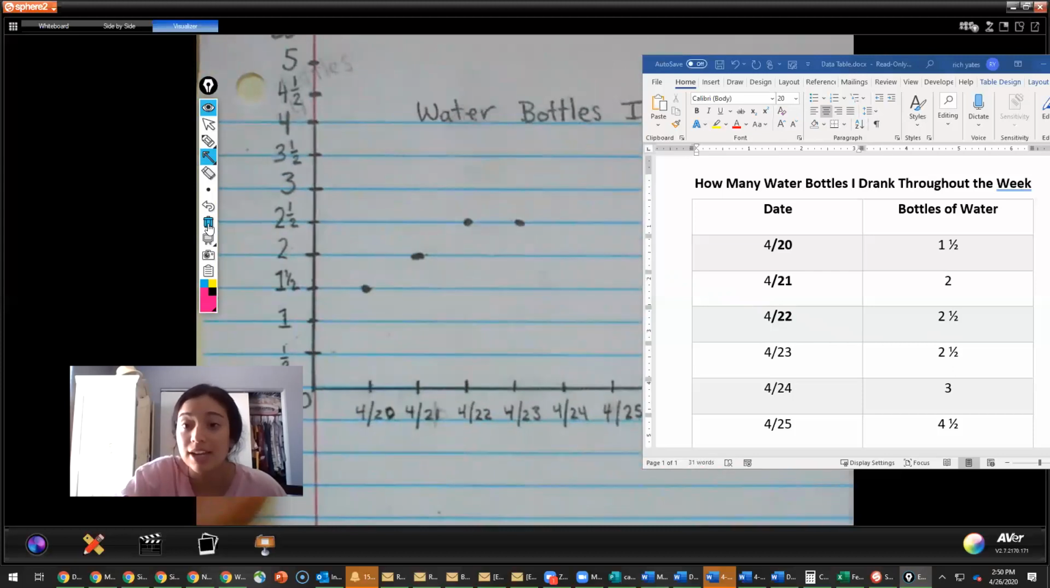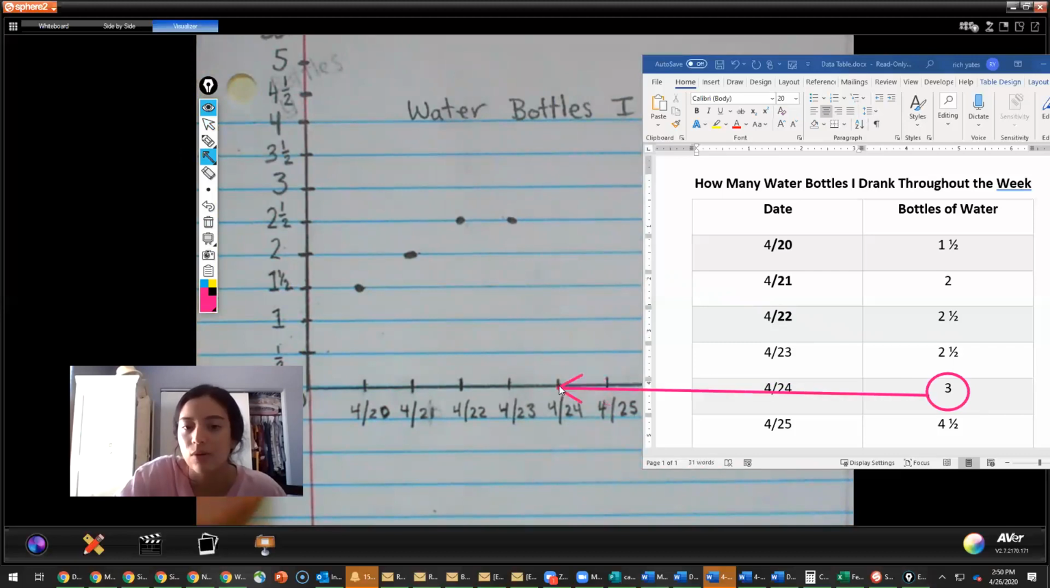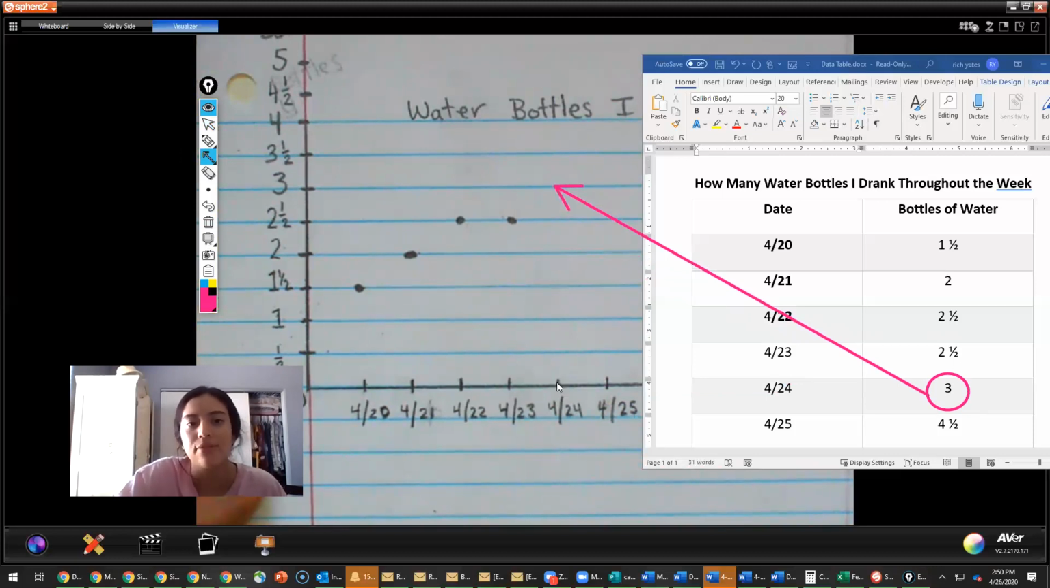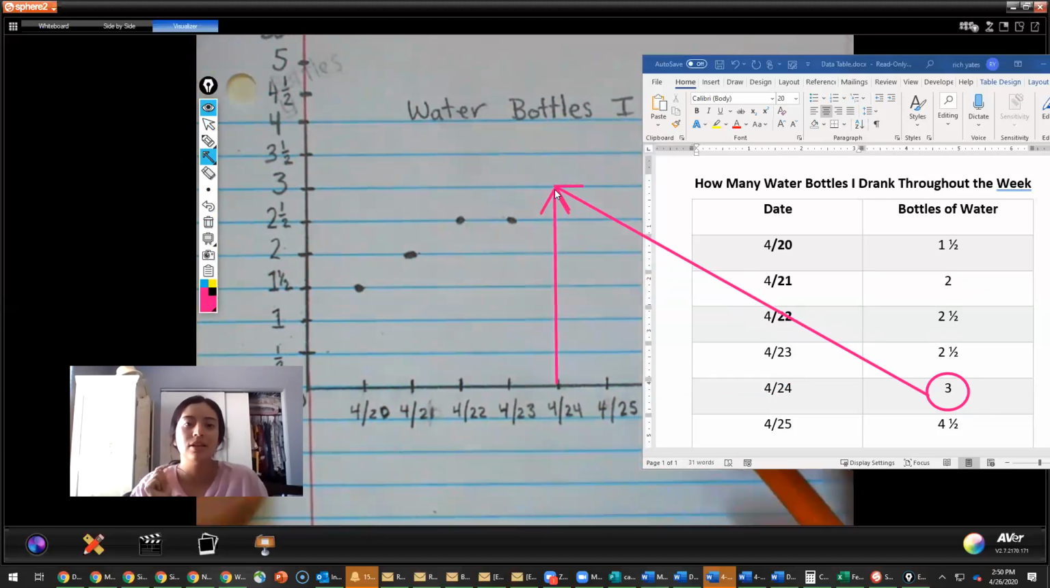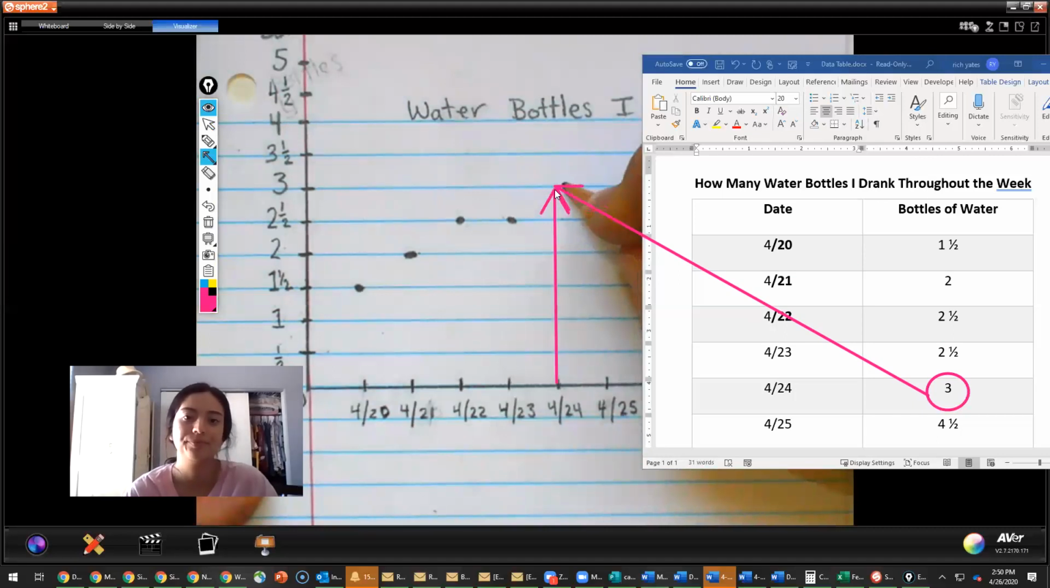Then on to the date of 4/24. So on this day, hey, I drank a little bit more. I drank 3 water bottles on this day. So we want to find the date of 4/24 on our x-axis that we made, and we want to find our 3 on our y-axis. And just like Mr. Yates is doing right now, he found the 3 on the y-axis, so go straight up from that 4/24 on our x-axis, match it up with our 3, and we are going to plot a dot.